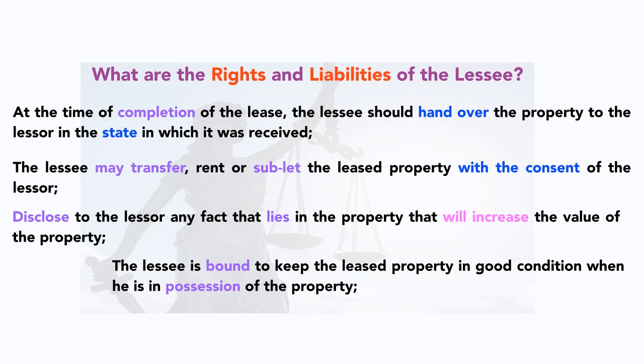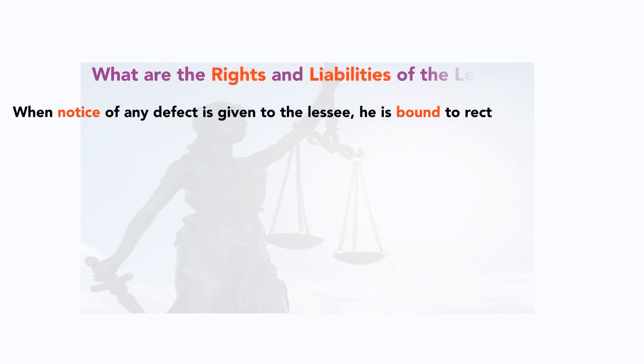Next one is, the lessee is bound to keep the leased property in good condition. We have discussed this. When he is in possession of the property, it is your duty to maintain the original condition of that property. When notice of any defect is given to the lessee, he is bound to rectify it within a period of 3 months. So, if you come to know through such notice about the defect of that property, you need to rectify that in the given period of time, that is usually 3 months.